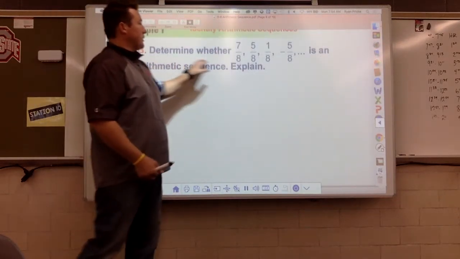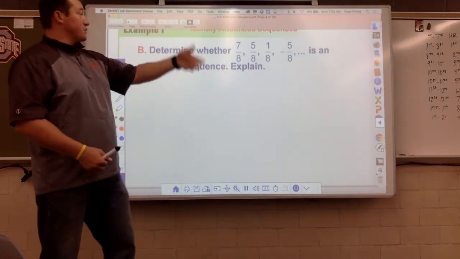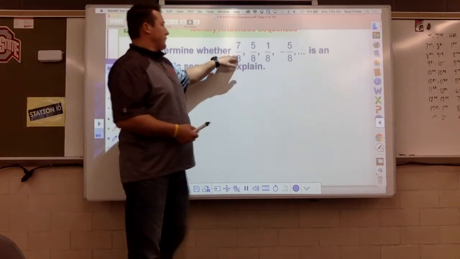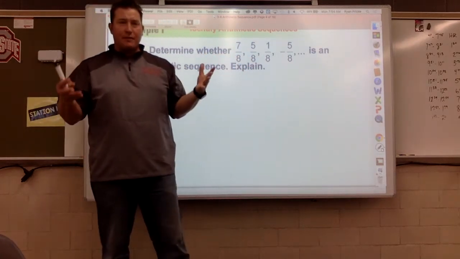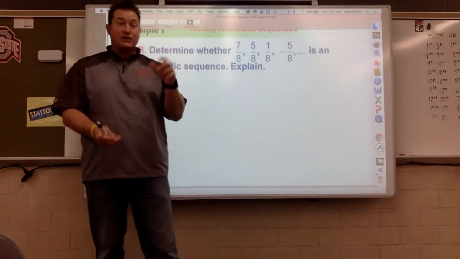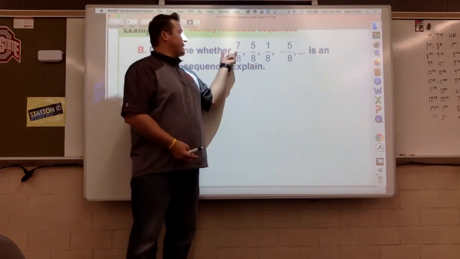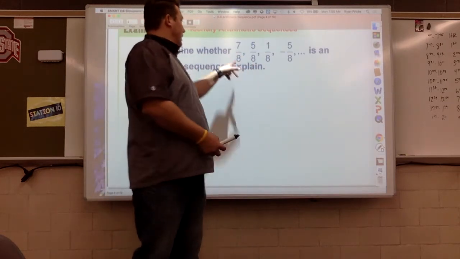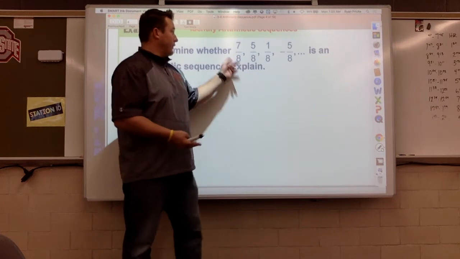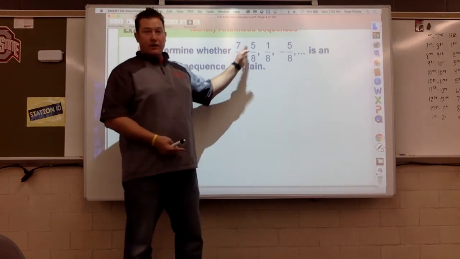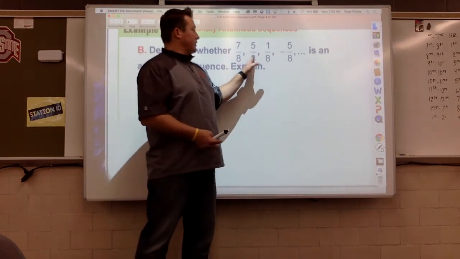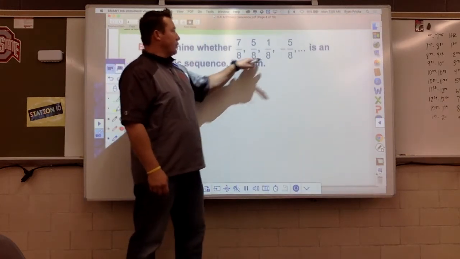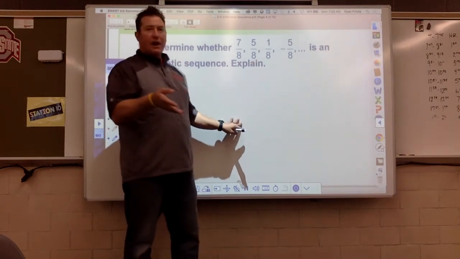Okay. Determine whether, again, 7/8, 5/8, 1/8, negative 5/8 is an arithmetic sequence, right? So again, first two terms here. If you're not sure what the common difference is, we subtract. So guys, if we subtract these numbers, it looks like we're going down by 2/8, or really 1/4, okay? Between the first term, A1, and the second term, A2. If we look at our second term to our third term, so now we're going from 5/8 to 1/8, this is going down by 1/2.